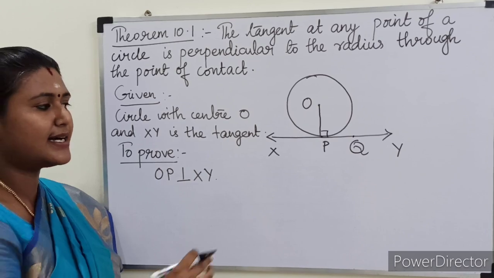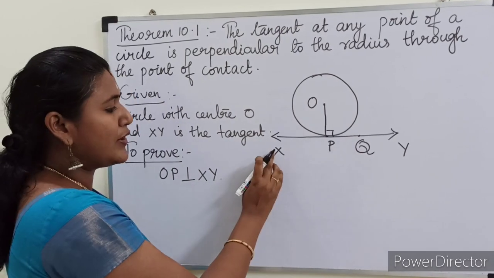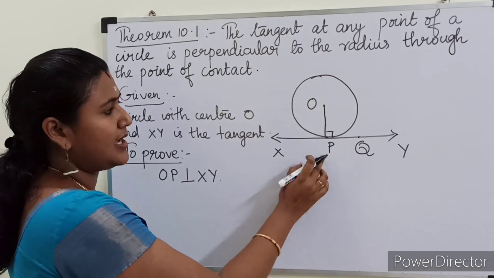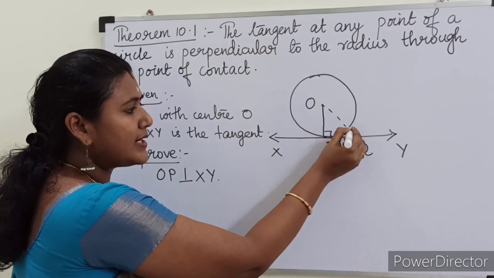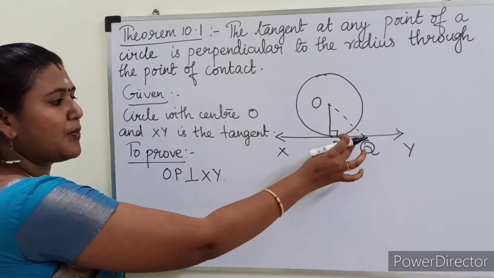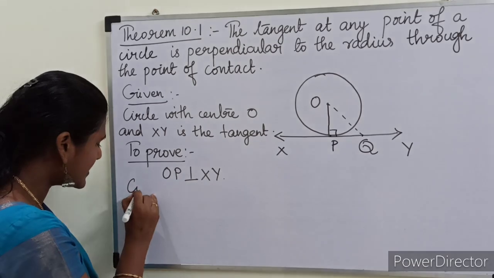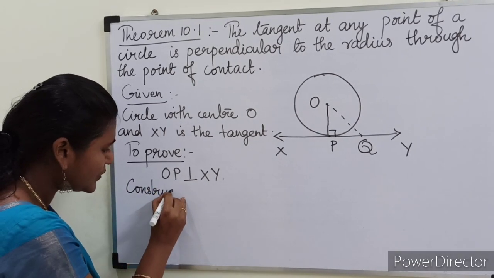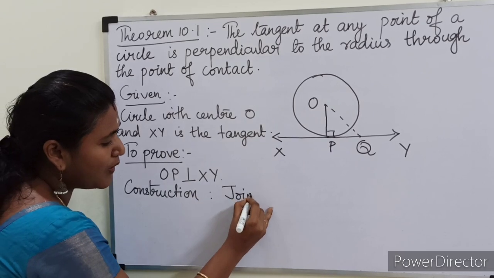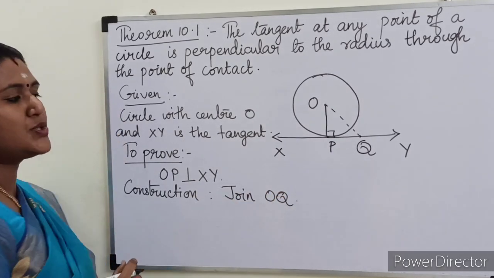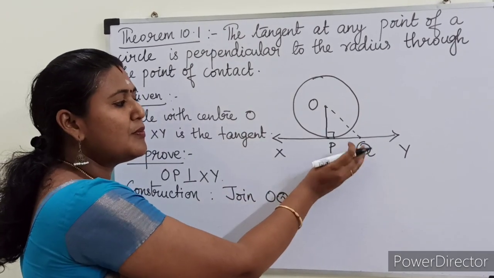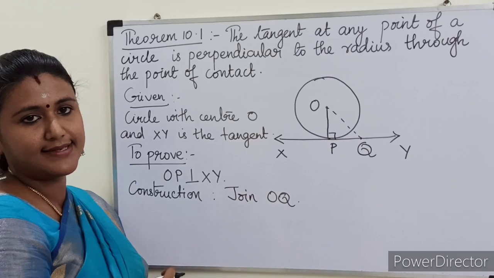We will consider a point Q on the tangent XY other than P. Now we will join the points O and Q. So for the construction, we are taking a point Q on the line XY and joining the points OQ.